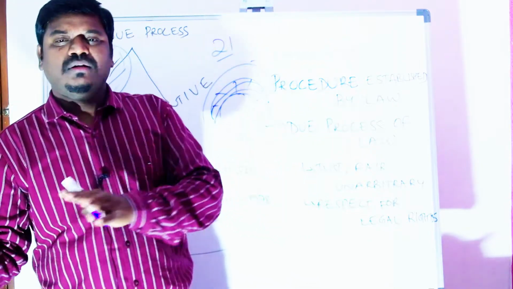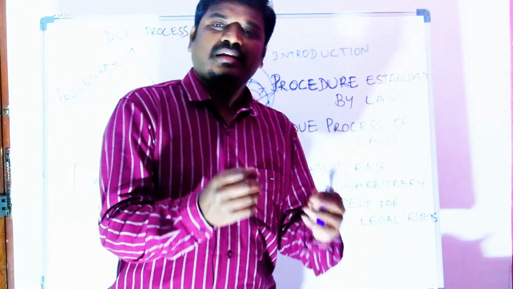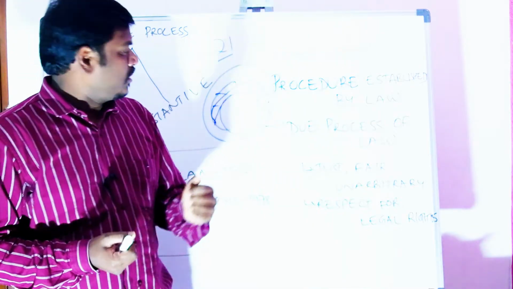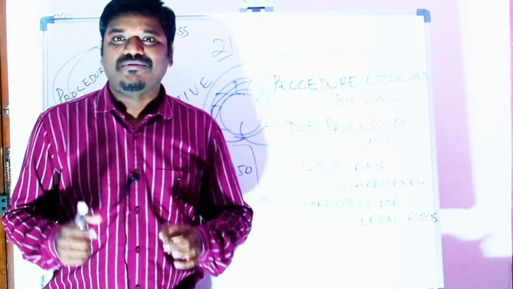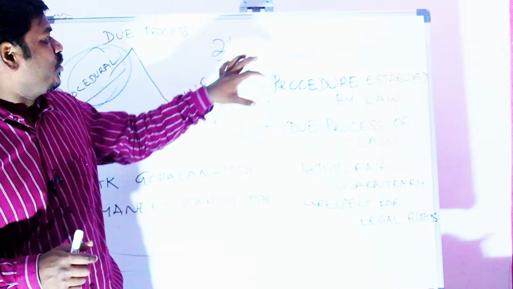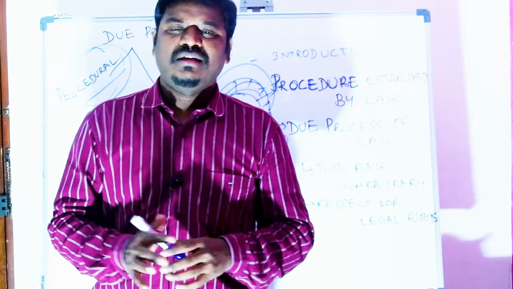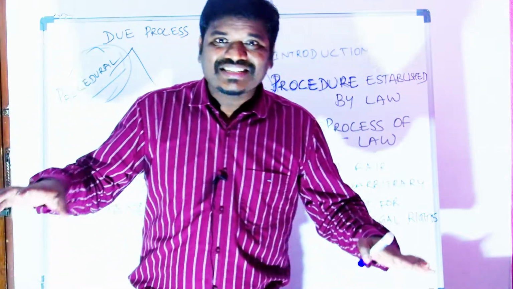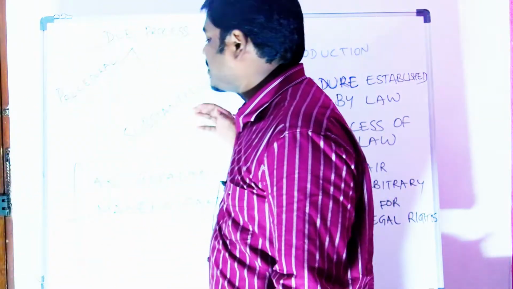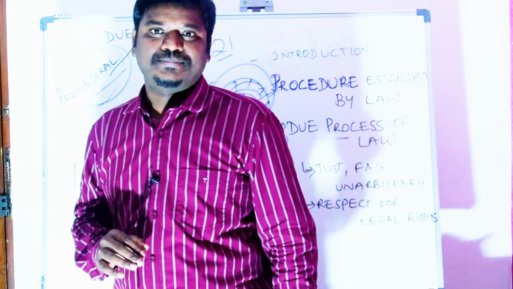Then later on, the Constituent Assembly preferred procedure established by law to due process of law in our Indian constitution, which was explicitly given in Article 21. And what is the status of these principles in India at present?